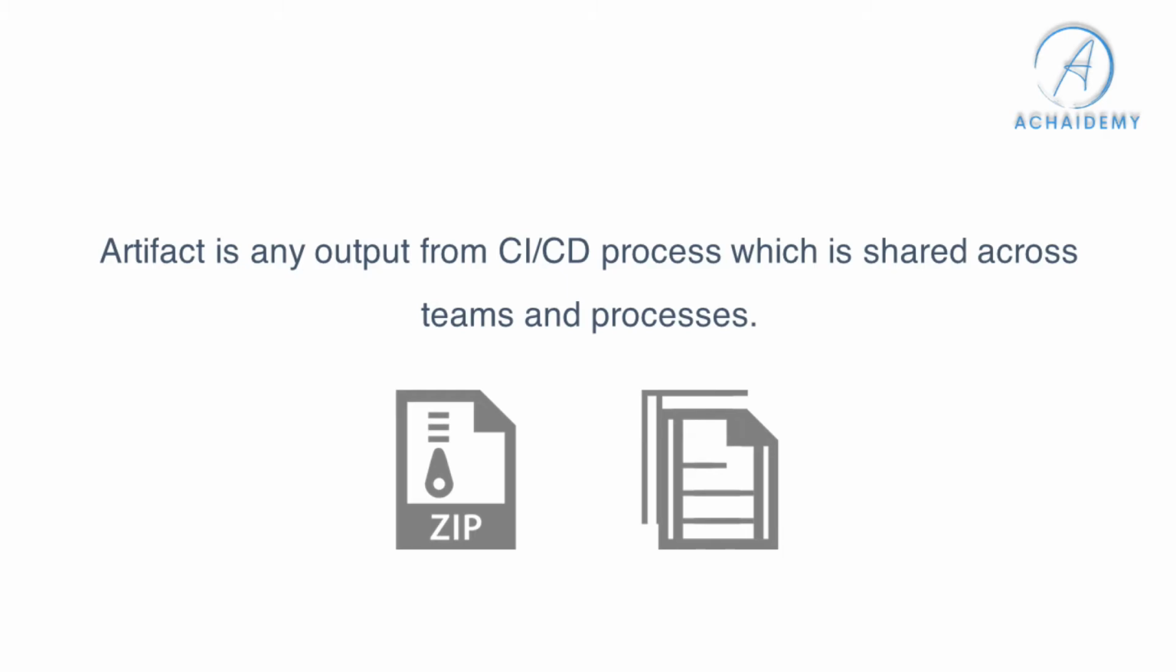So any output of a CI/CD process which needs to be shared with another process or a team or anybody becomes an artifact, which can be saved as an artifact and used in the further DevOps process.